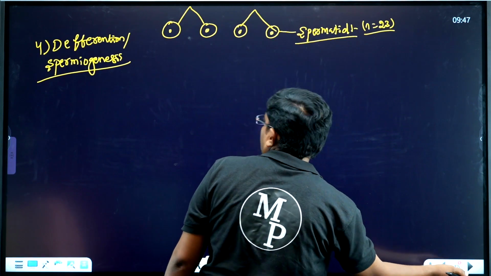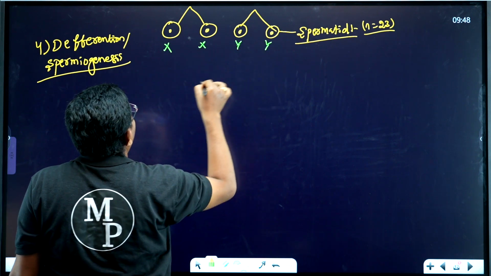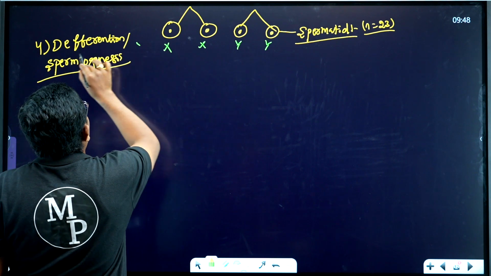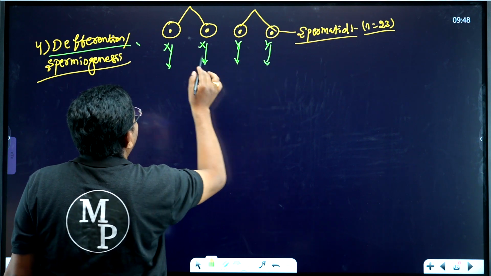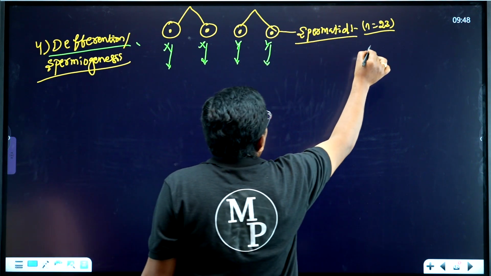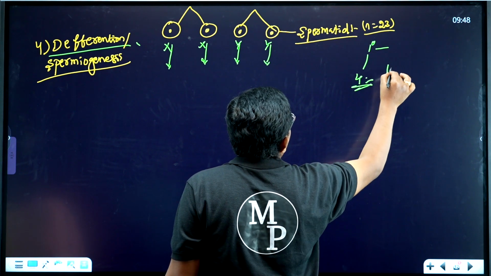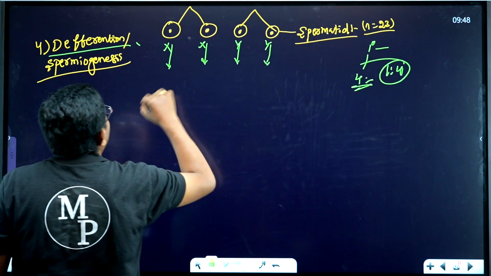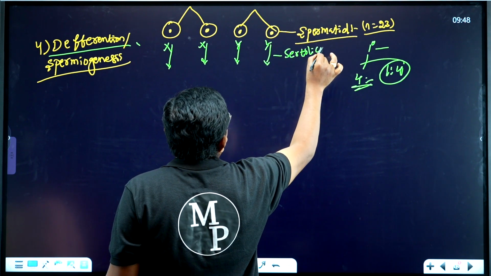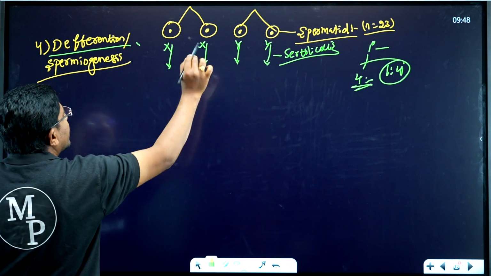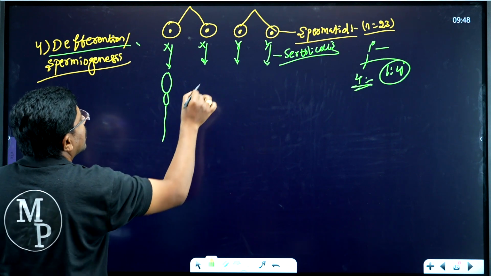Similarly, these two have the X chromosome and these two have the Y chromosome. In the differentiation phase, for example, one primary spermatocyte produces four spermatids, so there is a 1:4 ratio. All spermatids enter the Sertoli cells, and within the Sertoli cells the differentiation process is completed.